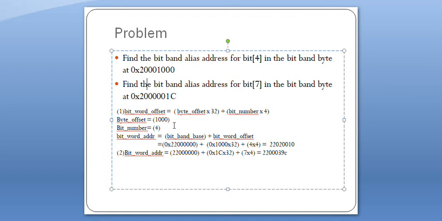Similarly, the second problem was to alter bit 7 of this address, and you are supposed to evaluate the effective bitband alias address. Here again, the bitband starting address is this. Add it with 1c. Why 1c? Because now the offset address is 1c. Multiply it with 32 decimal plus 7 bit number into 4. Do that, and you're going to get this answer. So this is your second problem.